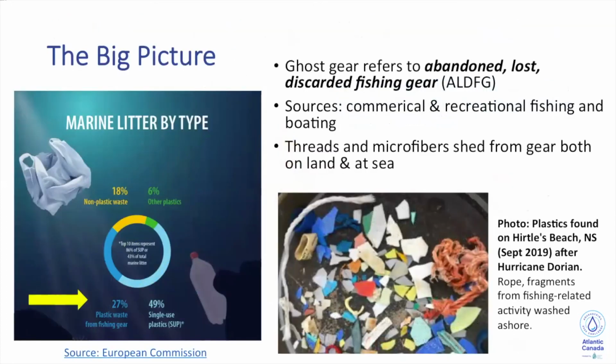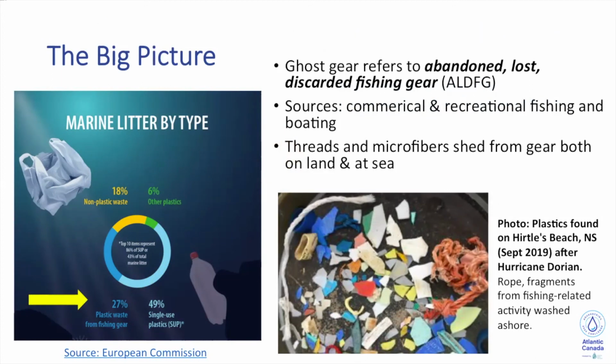So the big picture. In this left graphic here, we see that marine litter is divided into many different types. So we have plastics from a myriad of different things, but also single-use plastics that contribute to that, and then plastic waste from fishing gear. So around 30% of this marine litter is contributed from fishing gear.